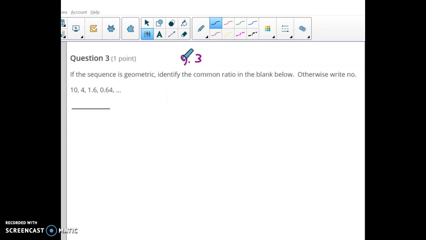Okay, this is to help with 9.3 question number 3. It says, if the sequence is geometric, identify the common ratio. Otherwise write no. So the difference again, arithmetic sequences are an add or subtract pattern, and geometric are a multiply or divide pattern. With geometric, R is called the common ratio, and that's what we multiply by. So even if it's dividing, like this one actually looks like it's dividing by some value each time, we really want to figure out what number we are multiplying by.